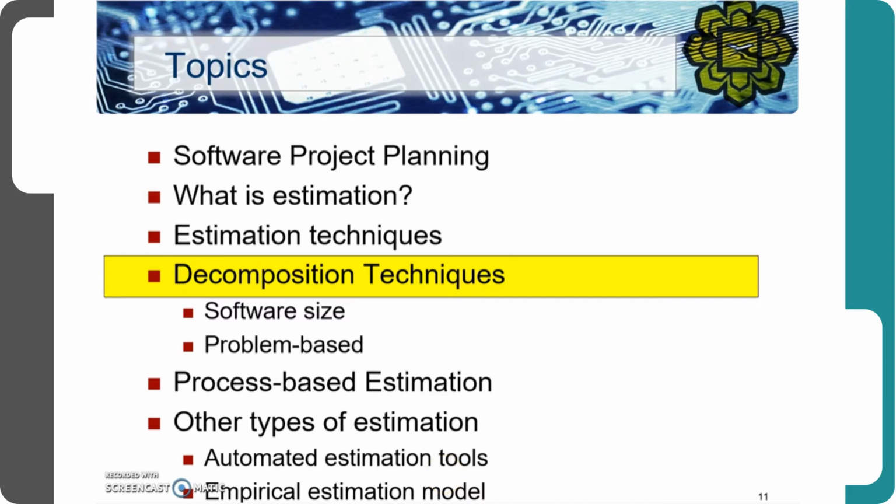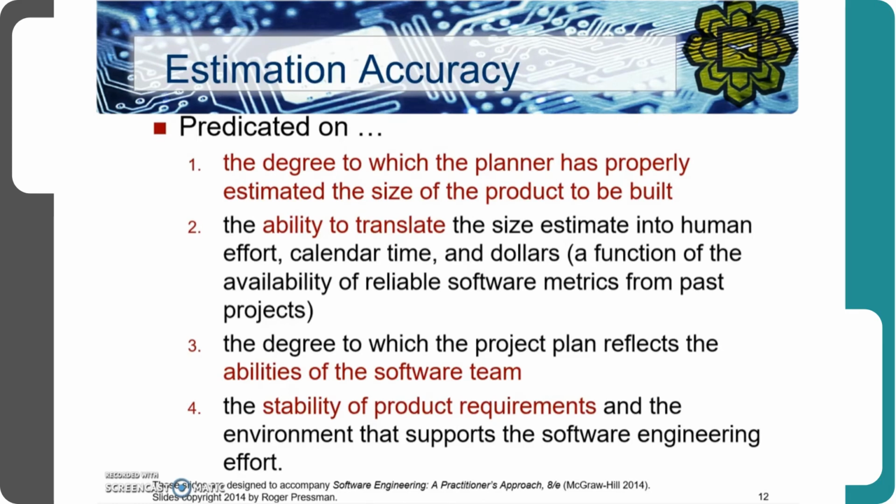Next topic is on decomposition. Okay, when we talk about decomposition, we need to understand first about the accuracy of our estimation. So the accuracy of the estimation depends on, the first one, the size of the product. If we don't get a reliable estimation for the size, because everything else will depend on the size, then whatever you estimate might not be reflective of the project that you're going to develop.